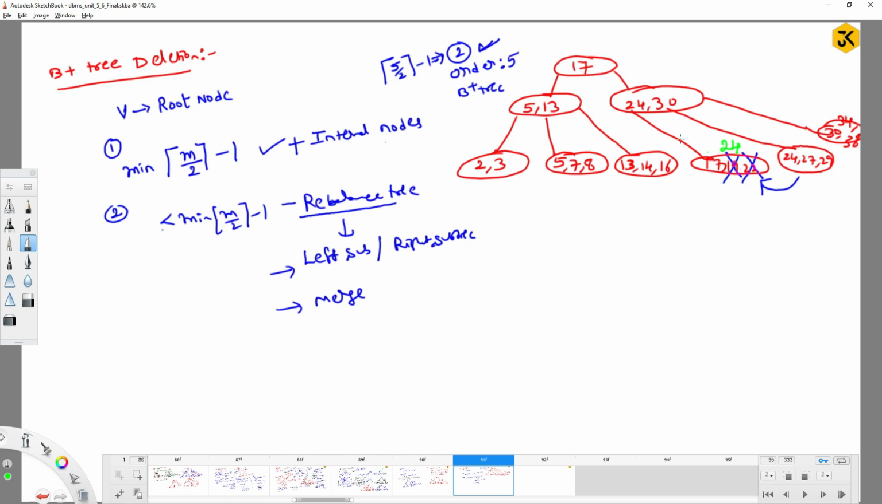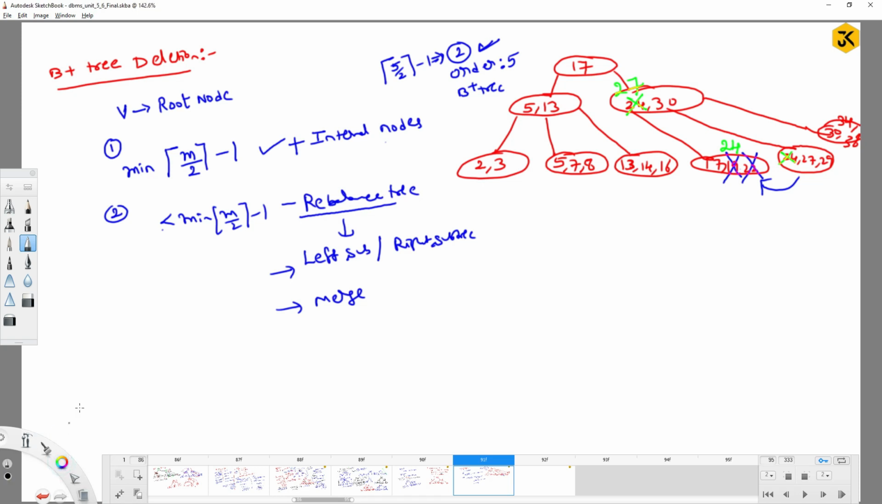If 24 comes, you have to change the internal nodes also. 24 is going to be replaced with what value? 27. 24 is replaced with 27. Okay, fine, because we have borrowed, the values present here should be less than the value 27 here, which is the perfect one.